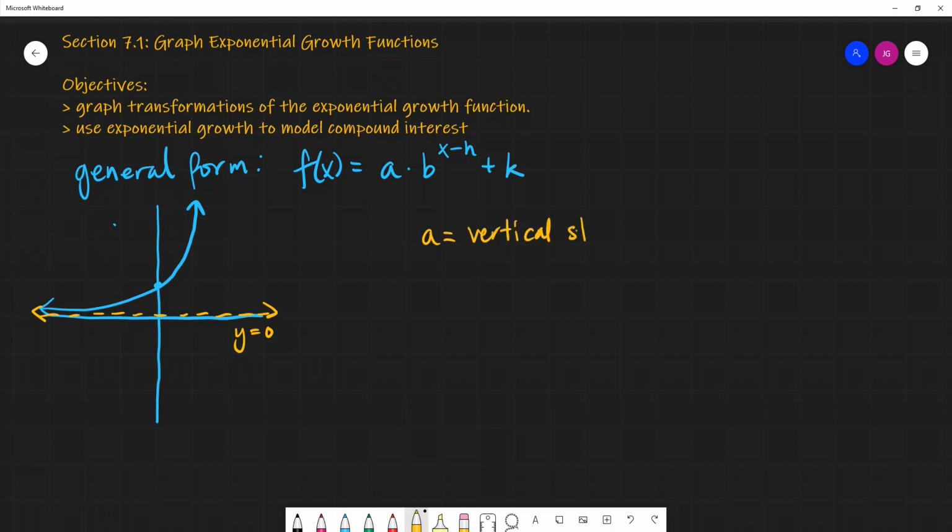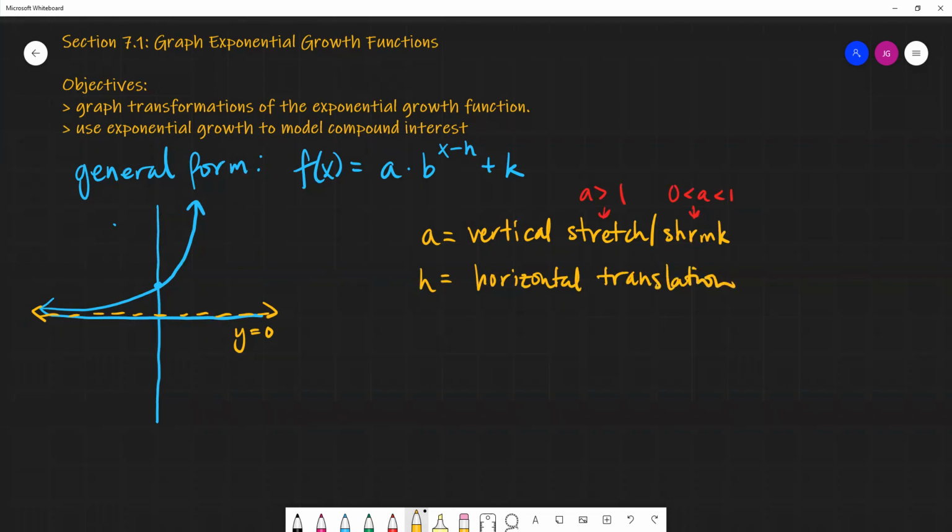Just as a reminder, a is our vertical scaling, our vertical stretch or shrink. How do we know which one is which? If a is bigger than 1, it's a stretch. If a is between 0 and 1, it's a shrink. Then we have h, which is our horizontal translation, shifting left and right. And k is our vertical translation, shifting up and down.